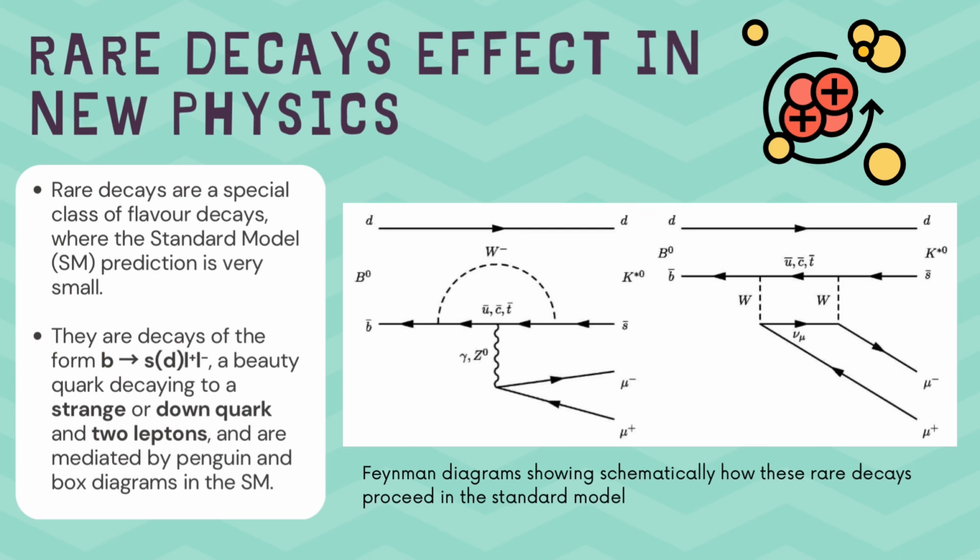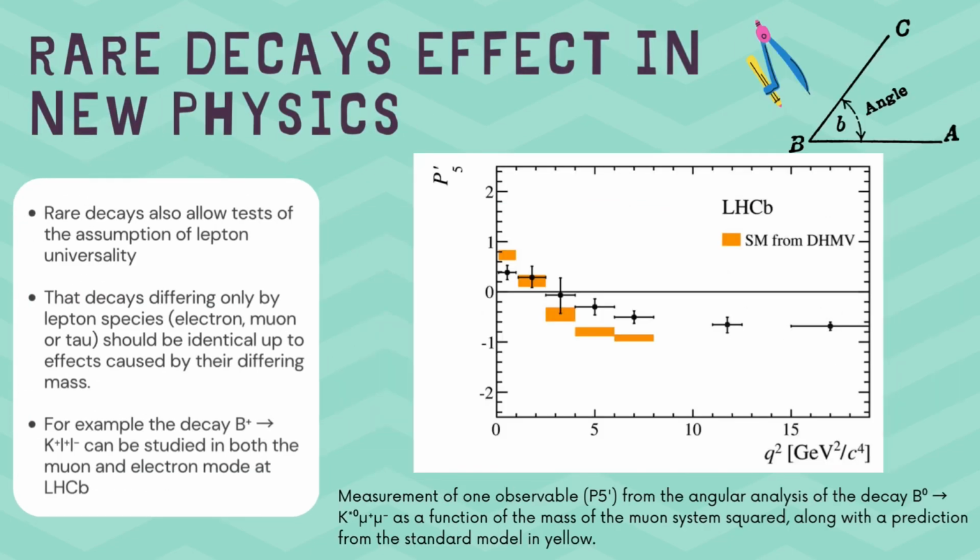They are decays of the form of a beauty quark decaying to a strange or down quark and two leptons, and are mediated by penguin and box diagrams in the Standard Model, as shown in the Feynman diagrams. These Feynman diagrams show schematically how these rare decays proceed in the Standard Model. It is in these decays that the strongest hints of physics beyond the Standard Model have been seen. We have measured the angular distribution of the decay and found that one of the angular observables, P5, shows a deviation from the Standard Model prediction.